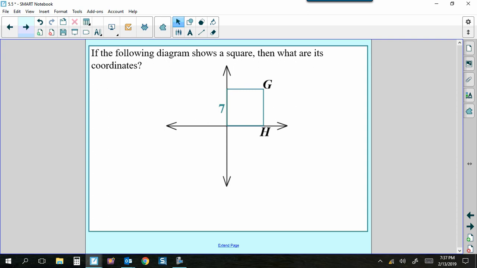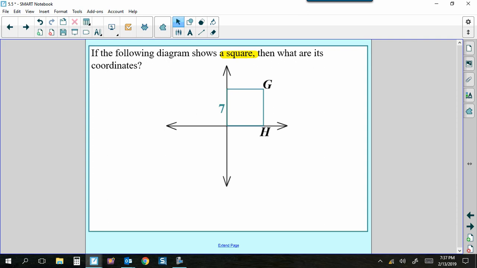So, okay, what we're going to do here is we're given this square. So you're told that this shape is in fact a square, and you can use the properties of the square then to answer the question. The question is, what are the coordinates? Where are all the coordinates on this picture?